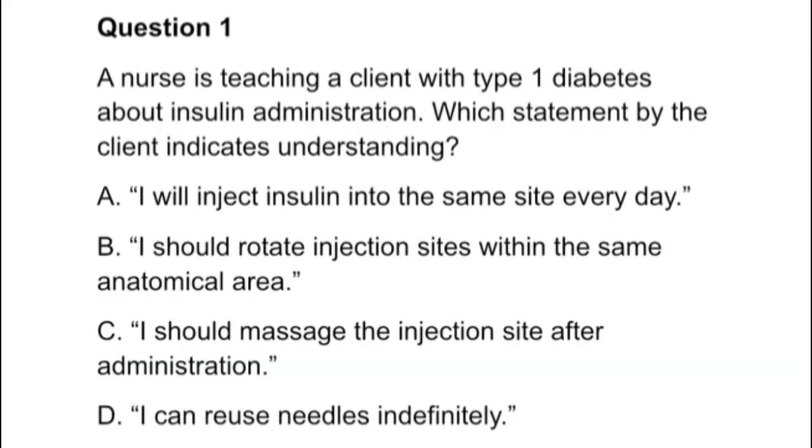Question 1. A nurse is teaching a client with type 1 diabetes about insulin administration. Which statement by the client indicates understanding? A. I will inject insulin into the same site every day. B. I should rotate injection sites within the same anatomical area. C. I should massage the injection site after administration. D. I can reuse needles indefinitely.